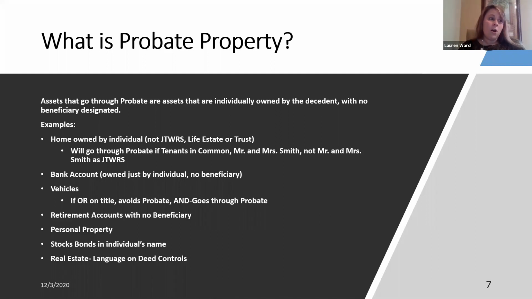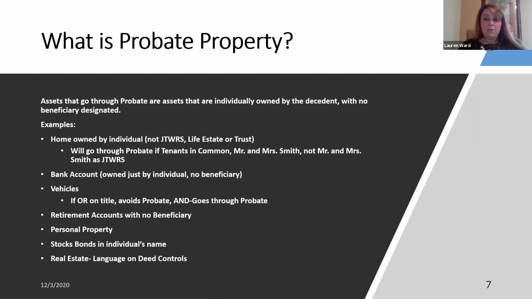So some examples are homes that are owned just by the individual, such as if you own your house just in your name, you don't have a spouse or any children on there, then that's going through probate. If you own your house with your spouse or family member or whoever, and you don't have the joint tenants with right of survivorship language, that house is probate property and needs to be listed. So, for example, on your deed, you have Mr. and Mrs. John and Jane Smith, and there's no Mr. and Mrs. John and Jane Smith as joint tenants with right of survivorship.